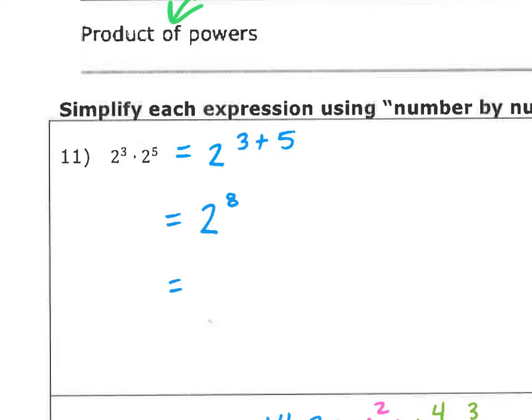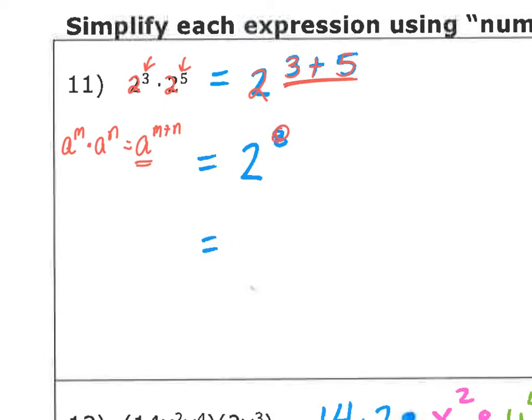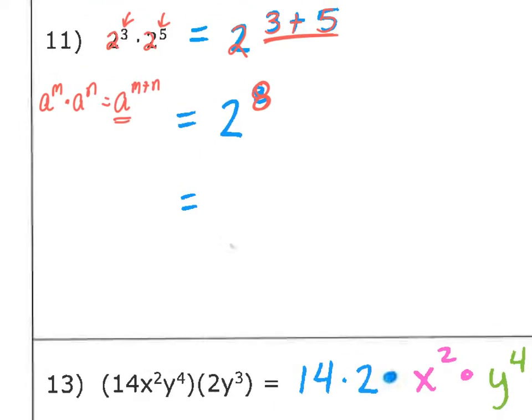Now let's take a look at problem number 11. Now most of it is written in for you, so you shouldn't have to write, and you should be able to just listen. So I know that if I have a to the m times a to the n, that equals a to the m plus n. In other words, I have the base of 2, so I keep the base the same, and I'm going to add the exponents, and it's going to be 3 plus 5. Well, I know that 3 plus 5 is 8, so I end up with 2 to the 8th power.